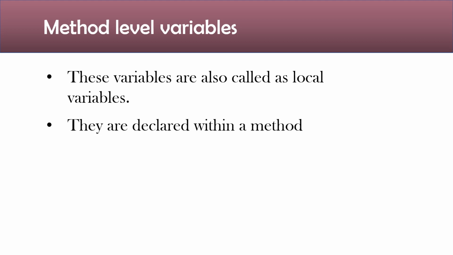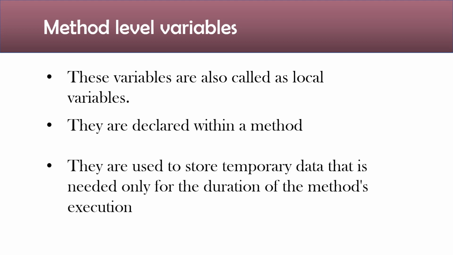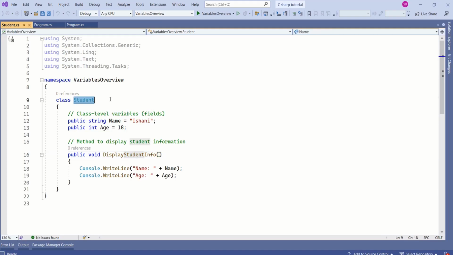They are declared within a method. They are used to store temporary data that is needed only for the duration of the method's execution. See, here we have a student class and we have variables name and age. These two are class level variables. This class has a method display students info.